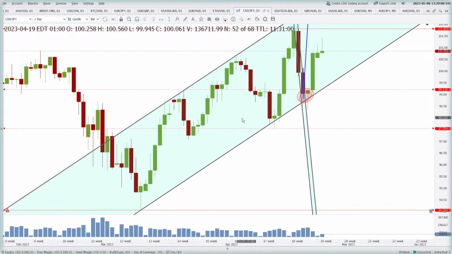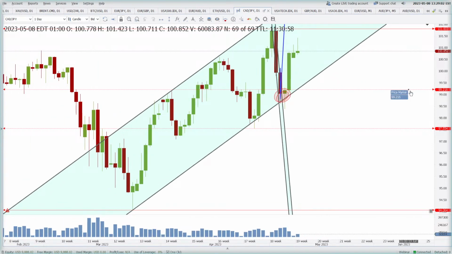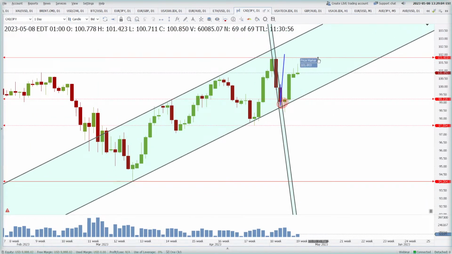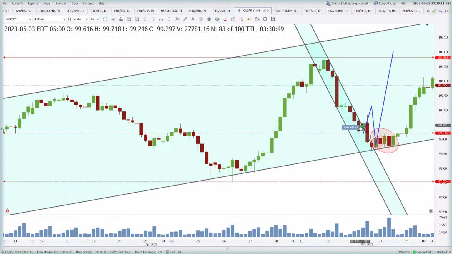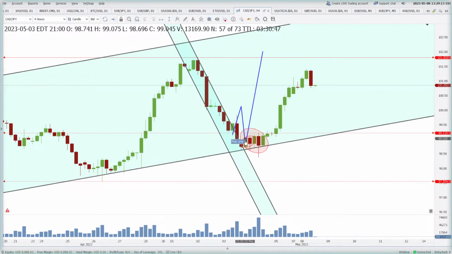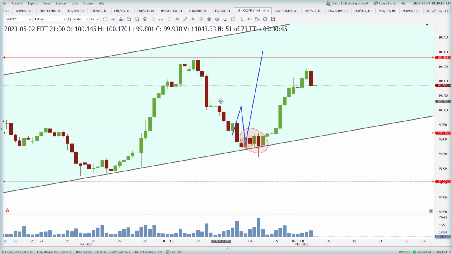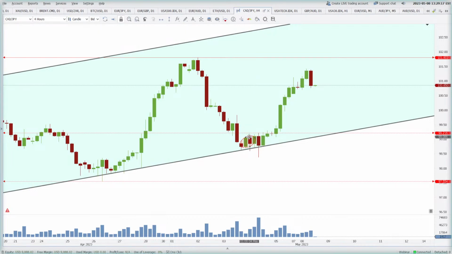CAD JPY is nice. 101.80 is the resistance, 99.21 is the support, which has now changed. Let me check. Okay, so this has been a very good trade, CAD JPY, if somebody has opened any position here, because I was telling you multiple times to buy.